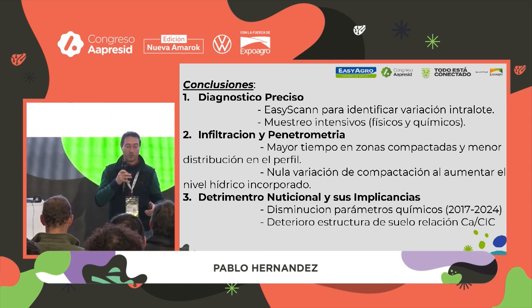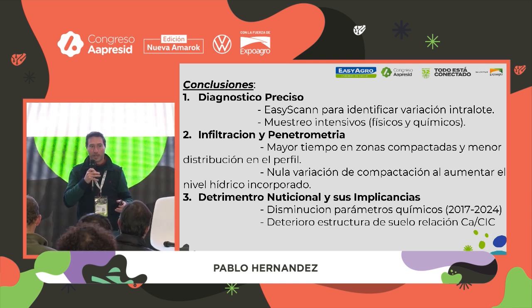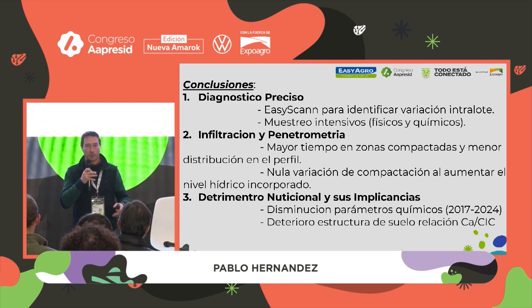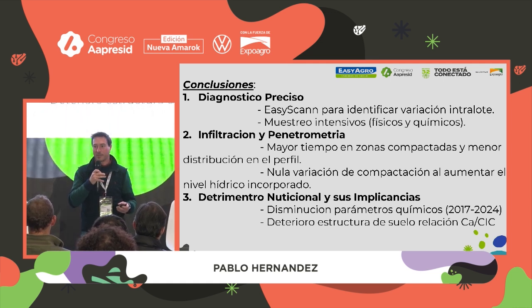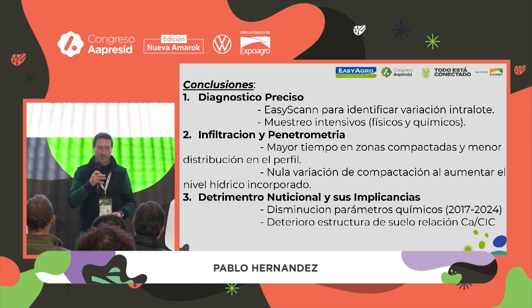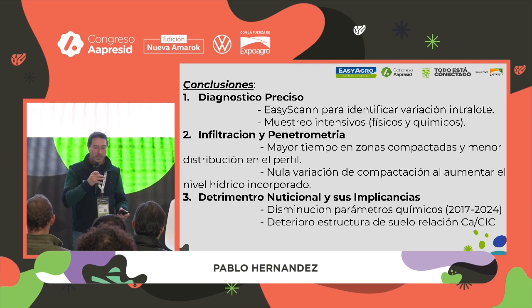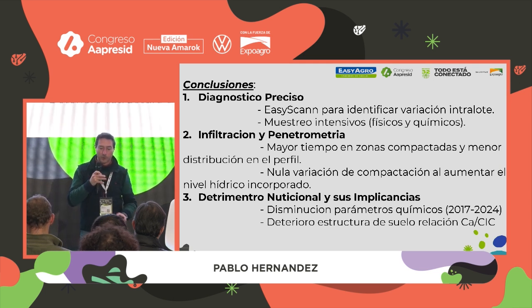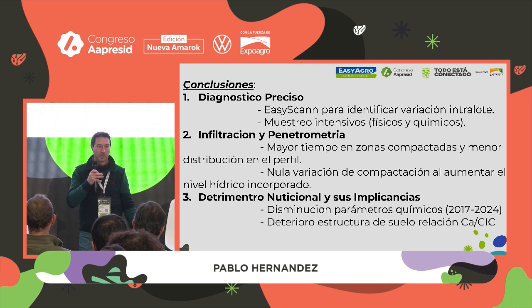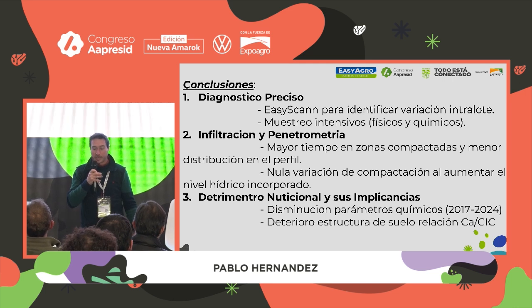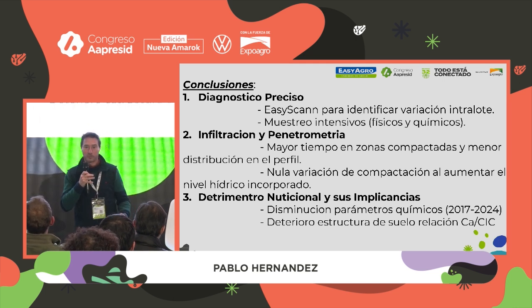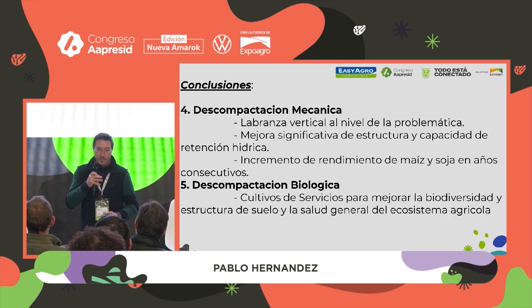We know that there is no variation of compacting by giving more water. If you see compacting and you say when it rains it'll be gone, what we have assessed is that it doesn't happen. The soil, if it is compacted, it will continue to be compacted no matter what the rain is. And then nutritional detriment and its implications, the diminution of chemical parameters continuously from 2017 to 2024, the deterioration of the soil structure, the relation of CEC.